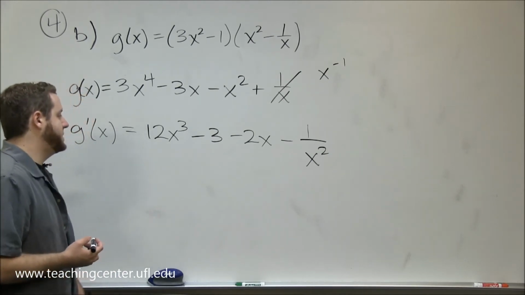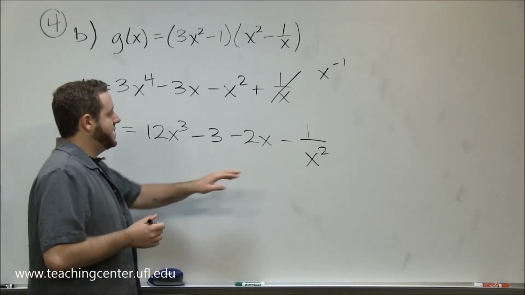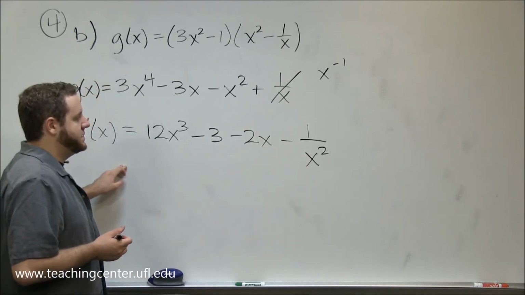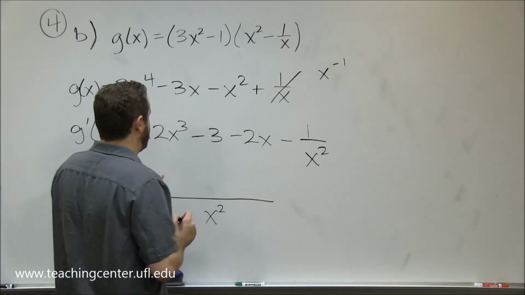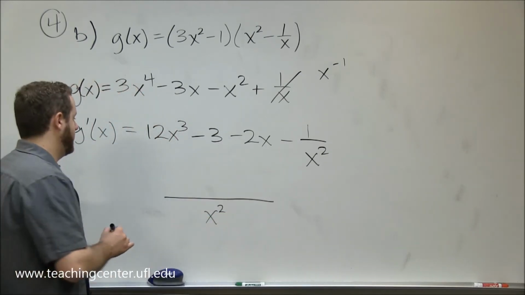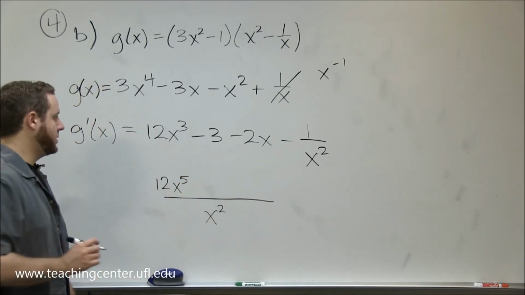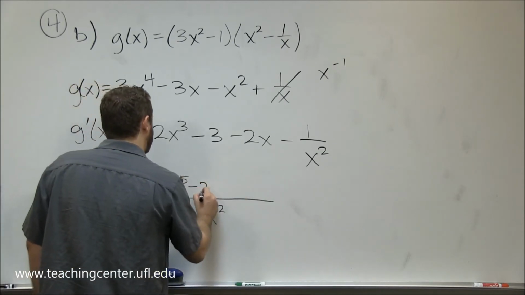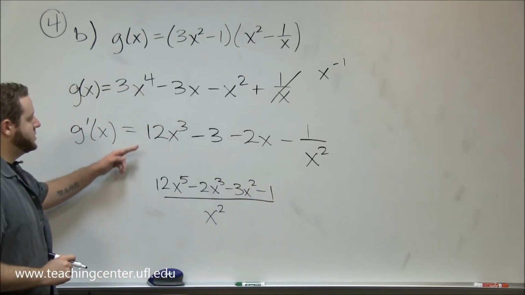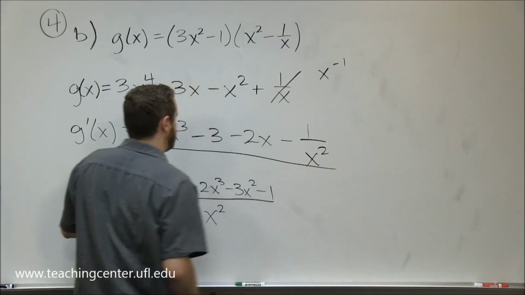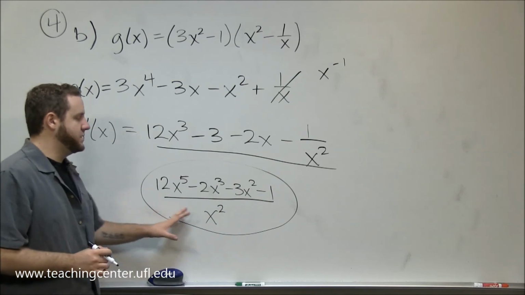And most likely on a test you could leave your answer just like that. If you wanted to combine this into one fraction though, this has a denominator of x squared, so we just need to make everything else have a denominator of x squared. We would get that numerator by just multiplying through by x squared here. In that case, we would get 12x to the 5th. I'll write these in power order. So this one would come next with minus 2x cubed minus 3x squared minus 1. So either this form that's underlined or this form would be acceptable answers. Those are the same thing, whether it's in one fraction or not.